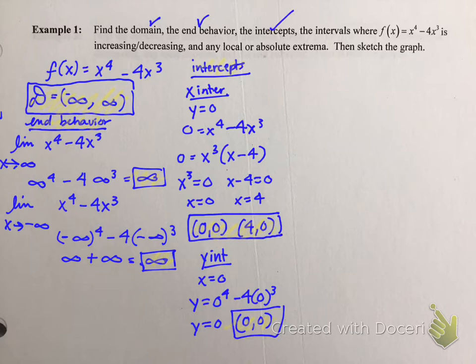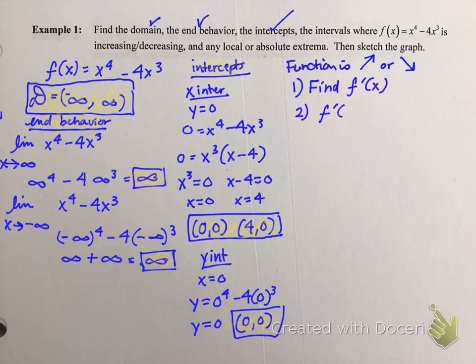Now it says find the intervals where the function is increasing or decreasing and any local or absolute extrema. To find where the function is increasing or decreasing, one, I have to find the derivative. Two, I'm going to have to set the derivative equal to 0 to find the critical points. And then three, I'm going to create a chart.